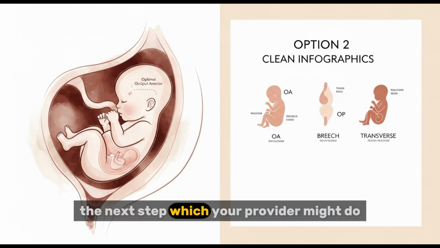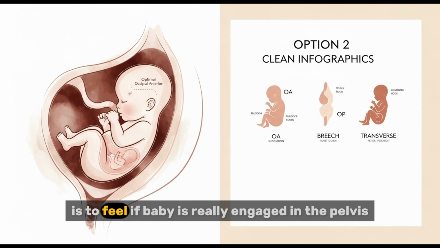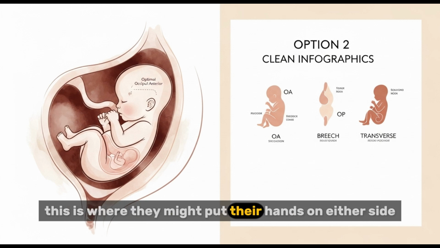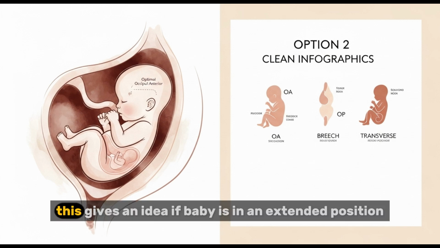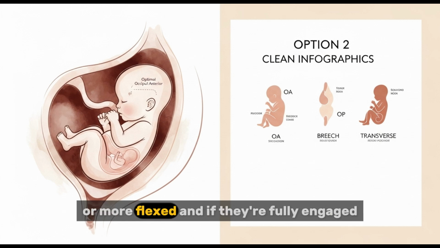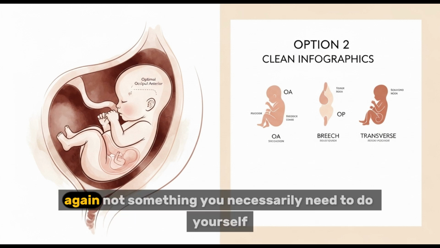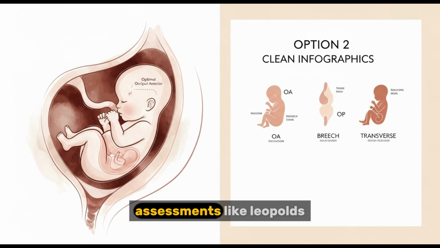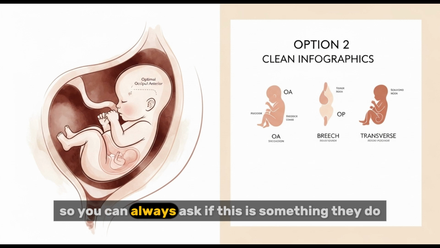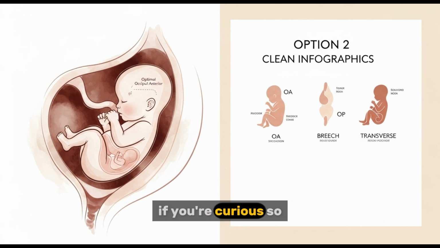The next step, which your provider might do, is to feel if baby is really engaged in the pelvis. This is where they might put their hands on either side and almost kind of press around the baby's head to see if it will move up. This gives an idea if baby is in an extended position or more flexed, and if they're fully engaged. Again, not something you necessarily need to do yourself. Not all providers are super skilled in hands-on assessments like Leopold's, so you can always ask if this is something they do if you're curious.